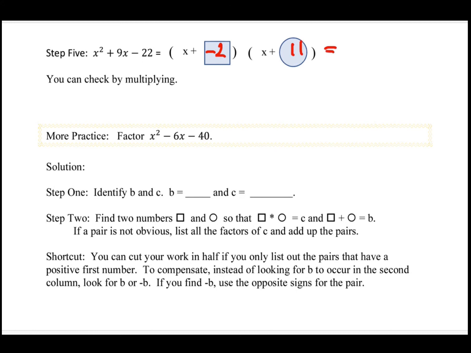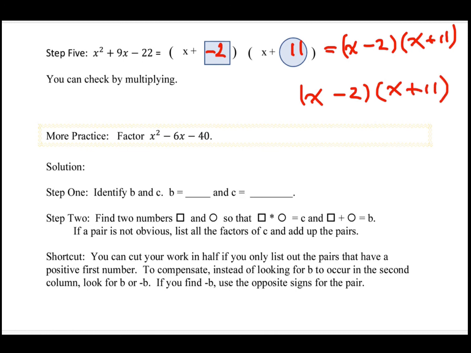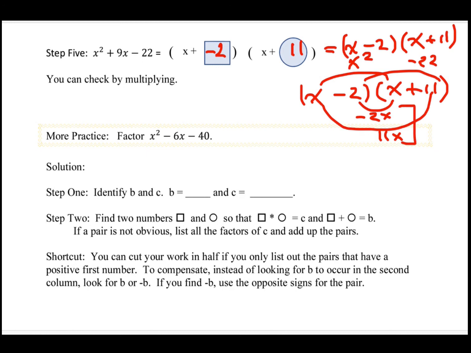If I want to write that more cleanly, I could write x minus 2 times x plus 11. And we can always check using multiplication. See if I can squeeze this in here. So if I multiply those out, let's see, my first is x squared, and my last is negative 22, and my inner is negative 2x, and my outer is 11x. So I add those two together and I get a positive 9x.